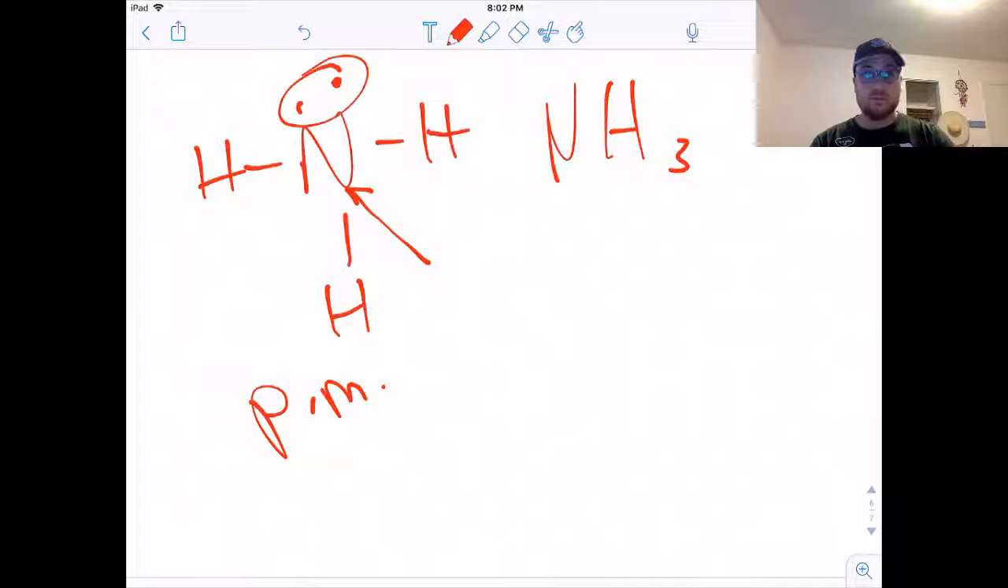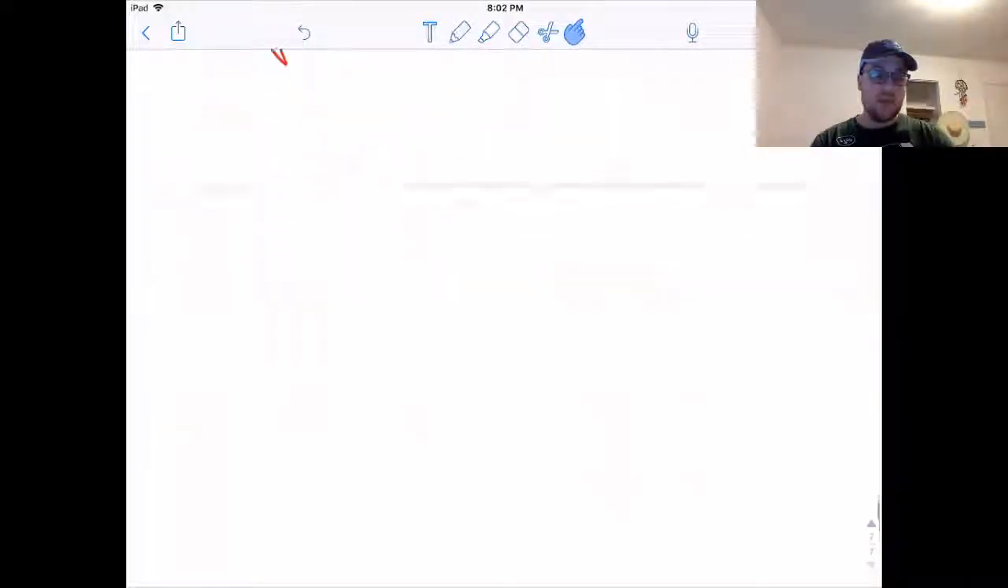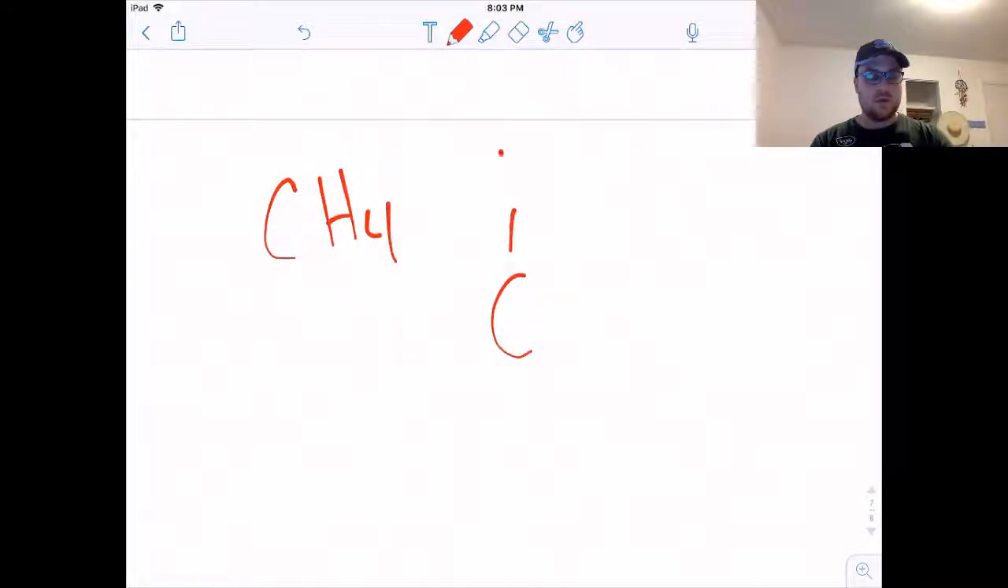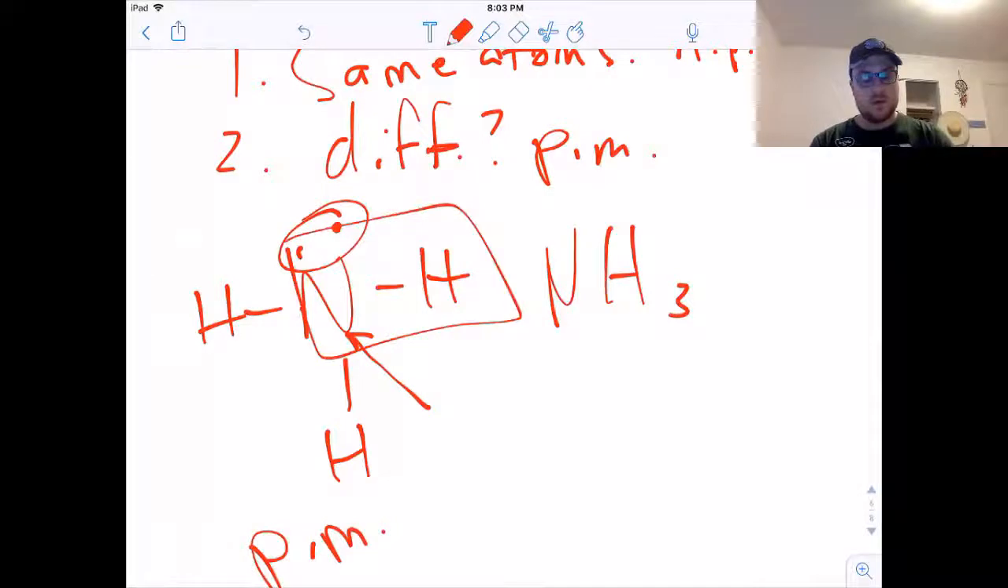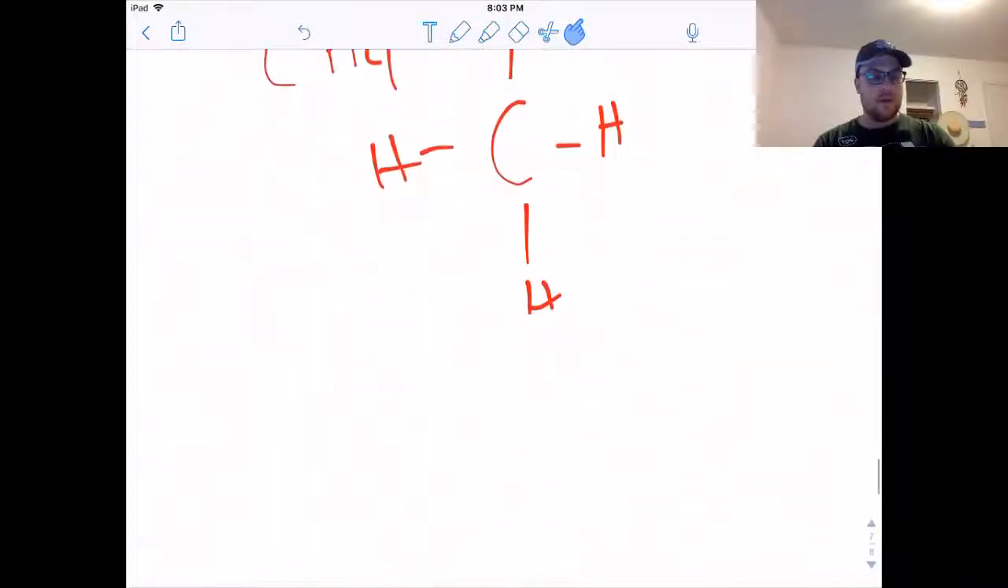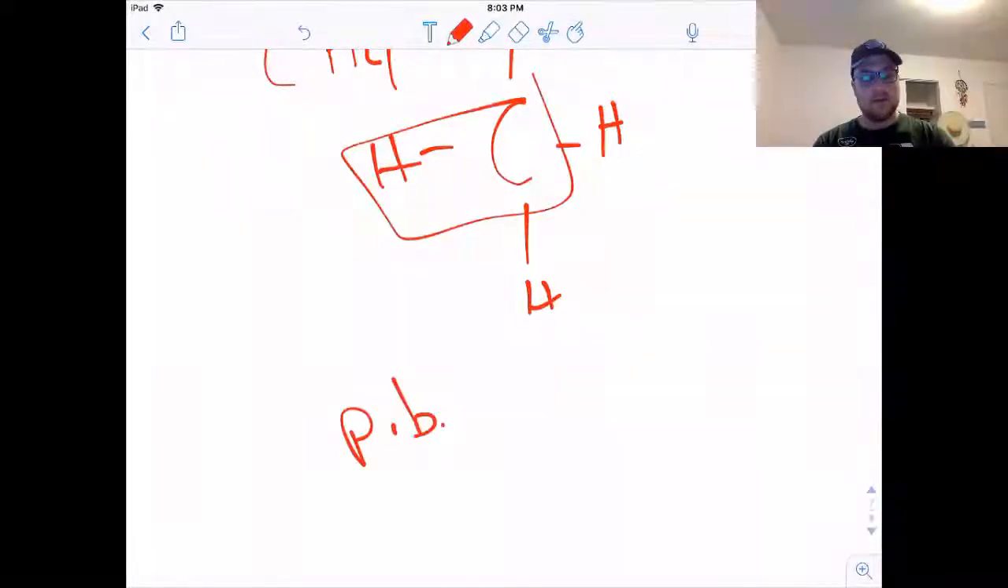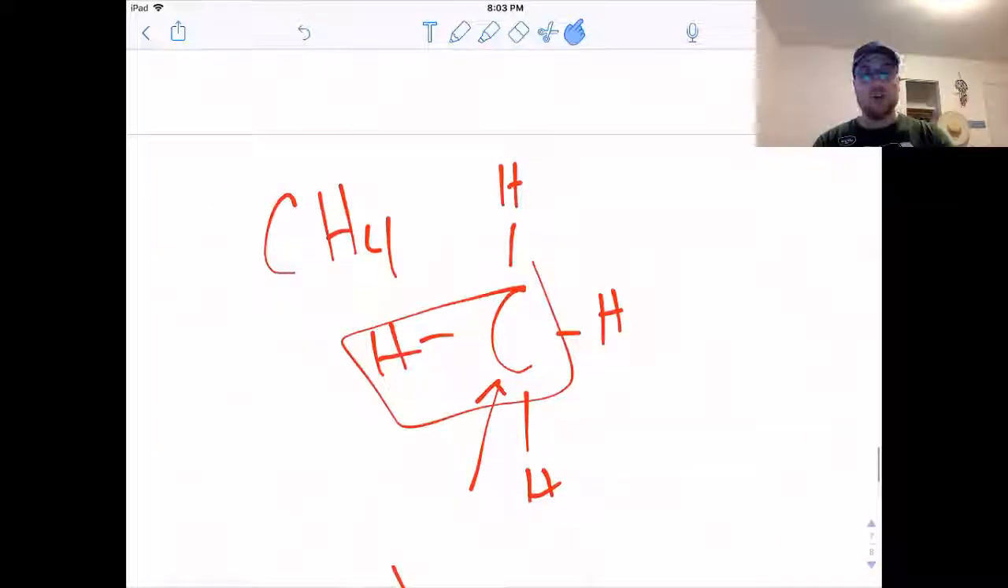Methane, so CH4. And in case I need to clarify, since these bonds are different, they also have polar bonds. But if you say it's a polar molecule, the bonds are going to be polar every time. Methane, C and H, that's a polar bond. I look at carbon in the middle. I look around it. I see no lone pairs. I see no lonely dots. Nonpolar molecule.